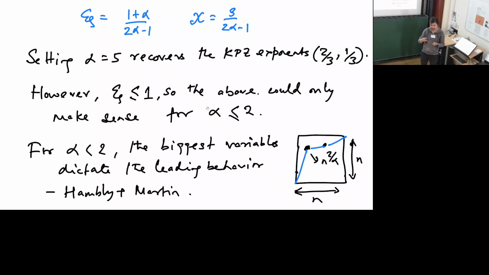Okay, I didn't understand what you said about why xi is smaller than 1. Because you're looking at the maximum, right? xi is the wandering exponent of the path. It's an n by n box, so it cannot move by more than n. Yeah, if alpha is less than 2, then it's not very hard to show that the largest few weights will dominate everything. This was already done by Hambly and Martin. And so indeed this Flory argument should be true only in the regime from 2 to 5.